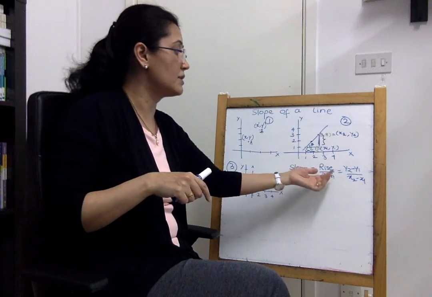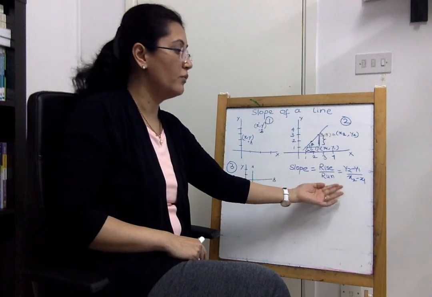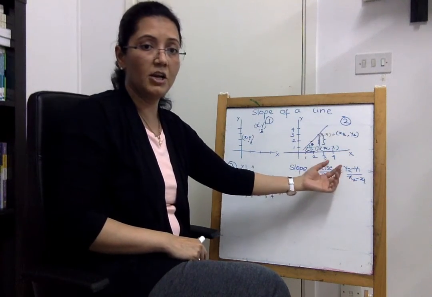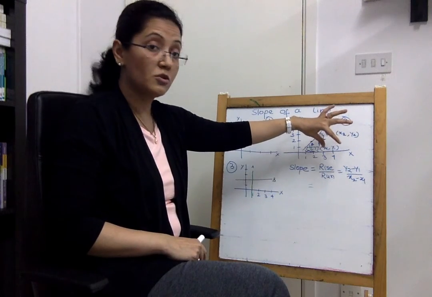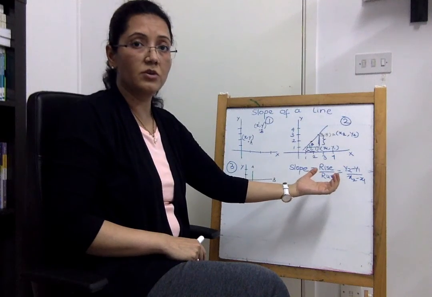Remember, this is how you find the slope of the line: y2 minus y1 over x2 minus x1. This is the ratio of the differences of y coordinates divided by the differences of x coordinates.